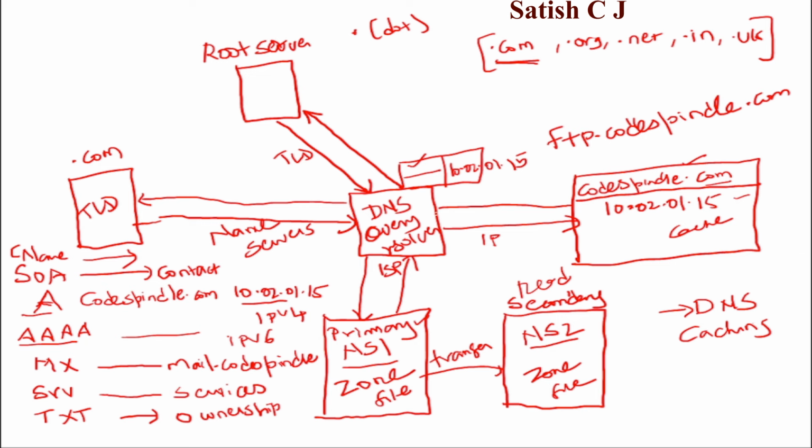Only if the DNS query resolver is not going to have the IP, it's going to contact the root server, and then it will proceed with the TLD and then the authoritative name servers. So I hope that is clear. That is called DNS caching.